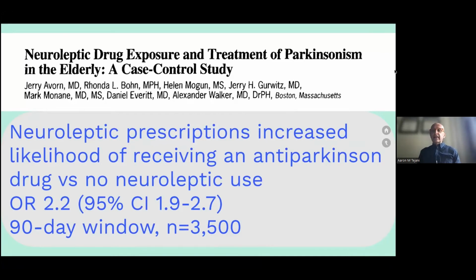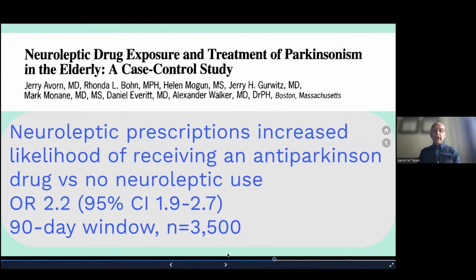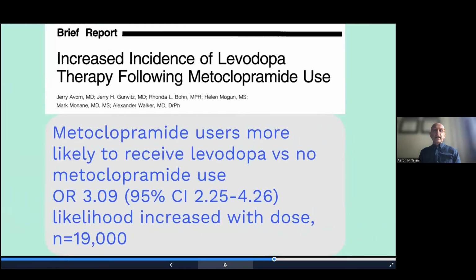And again, they looked at a 90-day window, and neuroleptic drugs would be drugs like quetiapine. Another paper showed increased incidence of levodopa therapy following metoclopramide use. Metoclopramide users were more likely to receive levodopa versus no metoclopramide use, odds ratio of 3. The likelihood increased with the dose, again, giving me more confidence in the association between metoclopramide use leading to toxicity and the need for levodopa, which is used for the movement disorder.